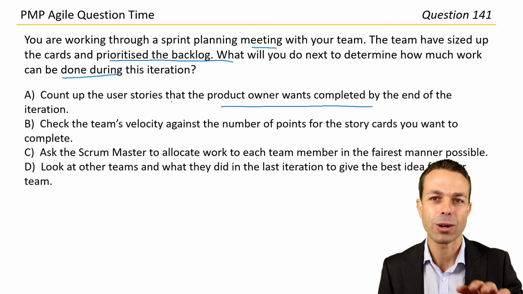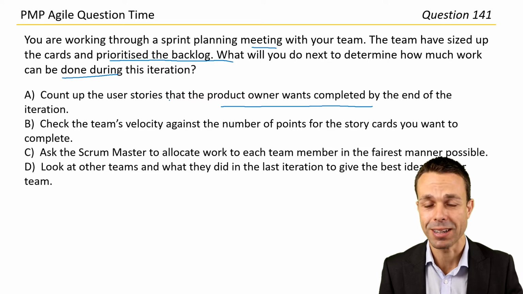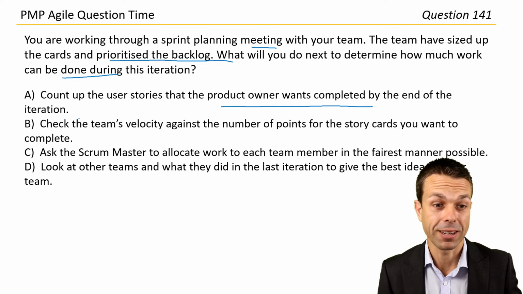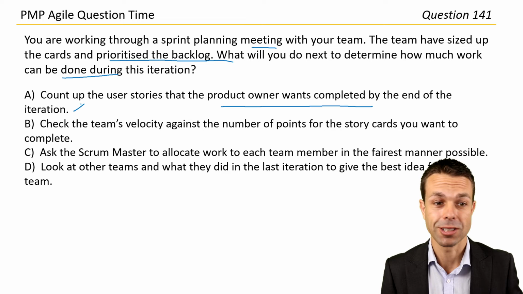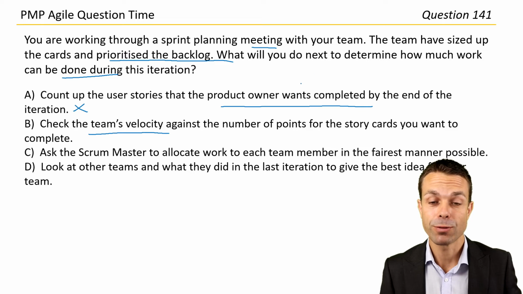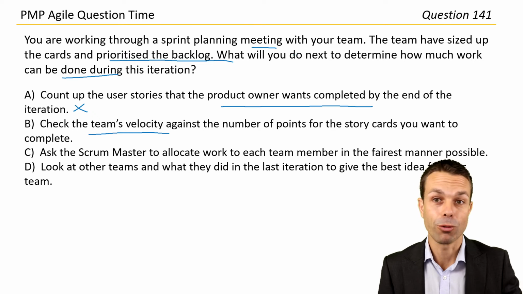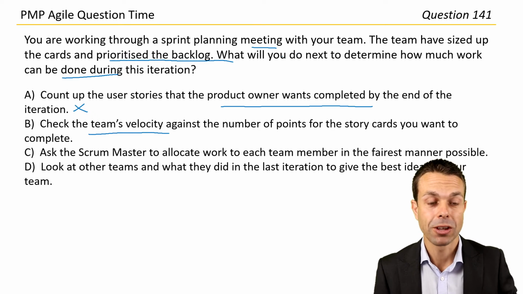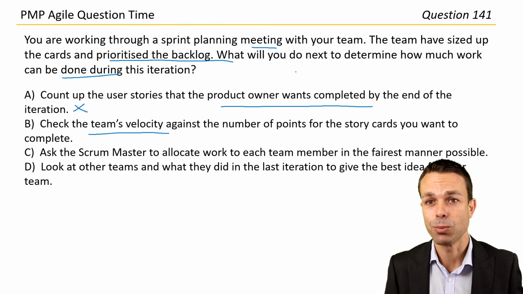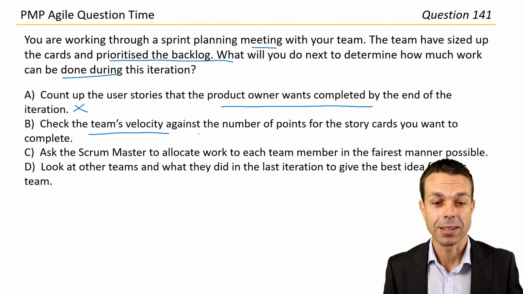But we still need to figure out how much the team actually can complete. So that's what we want to be completed, and that's the product owner's decision, of course. But let's see how much we can complete. Check the team's velocity. The team's velocity is the average of what we've completed over previous sprints. So that gives us an idea of how much we can complete going forward, against the number of points for the story cards that we want to complete.